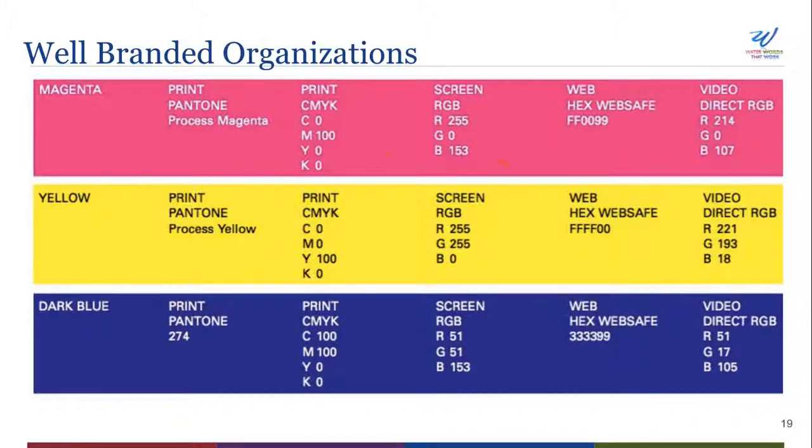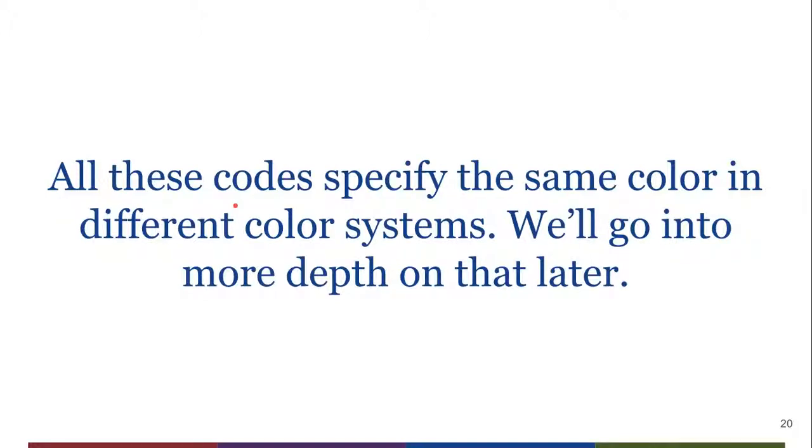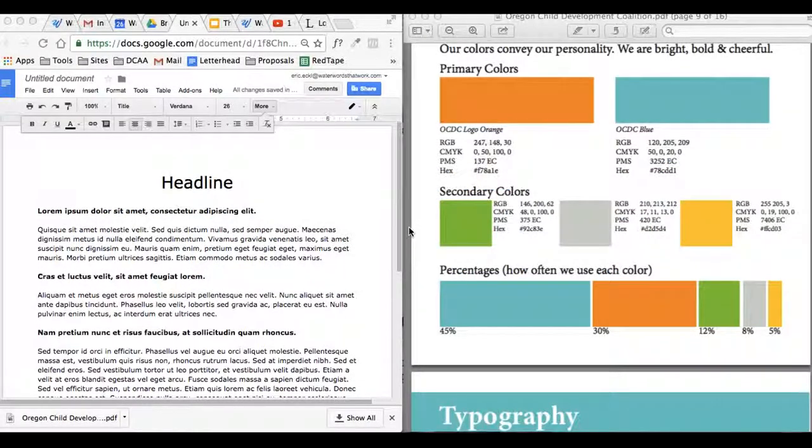UNICEF lays out theirs slightly different, but the information is the same. You can see the color that they want. Then you can see the codes for CMYK, RGB, hex, Video Direct RGB, and Print Pantone. Now, all these codes specify the same color in the different color systems, and we'll spend a little more time on color systems later. So let's get practical.